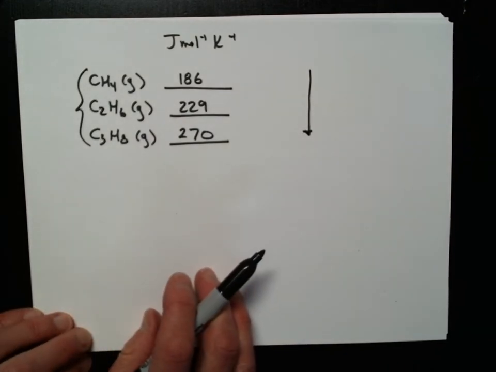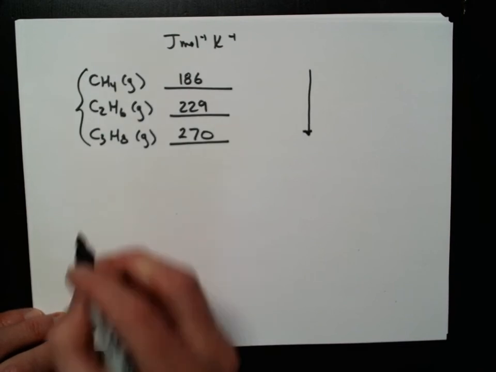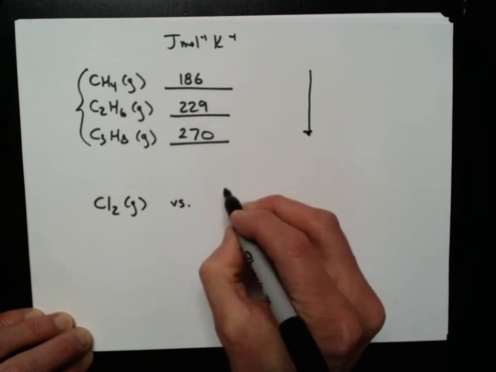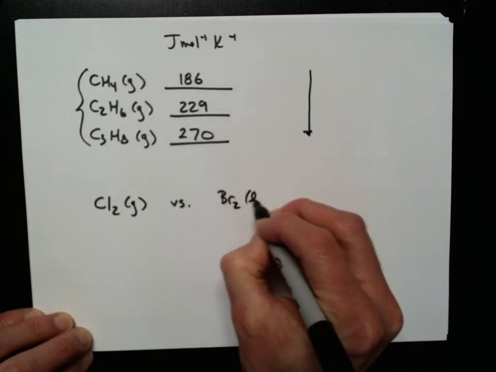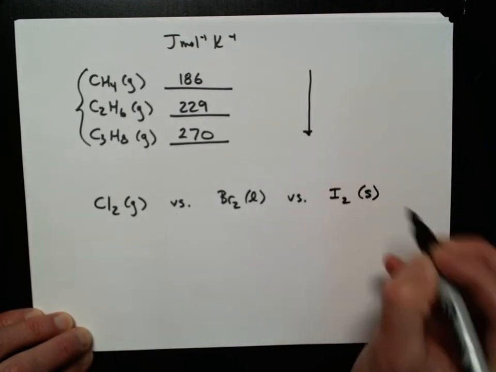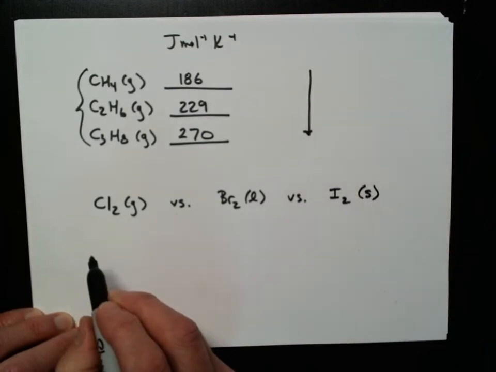All right, let's look at the next one. Explain the trend in standard entropy. Let's see, Cl2 gas versus Br2 liquid versus iodine solid. Let's look at those standard entropies.